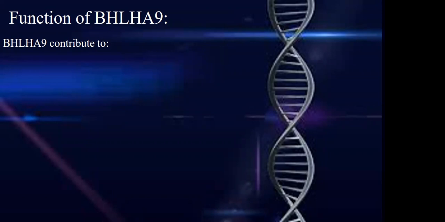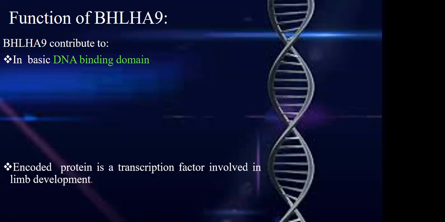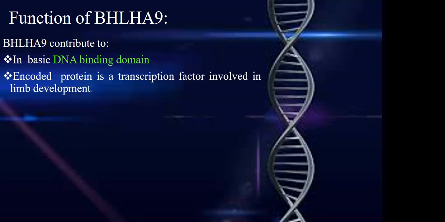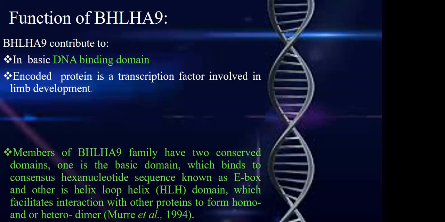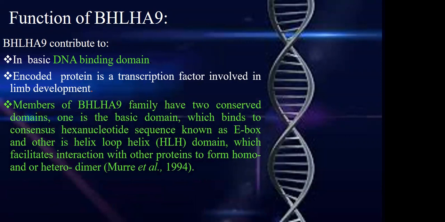The BHLHA9 gene, with its basic domain, a DNA binding domain, means this gene functionally contains the DNA binding site, and it also encodes a protein, a transcription factor involved in limb development. This gene is involved in the formation of the limb. Members of this family have two conserved domains.